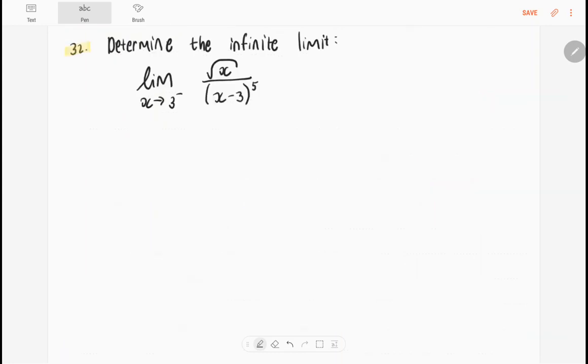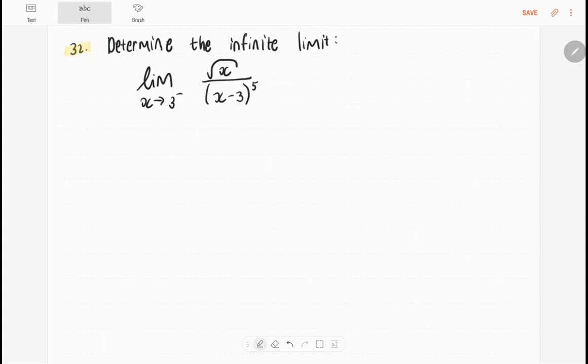Next, we are looking at number 32, and it says determine the infinite limit, the limit where x approaches 3 from the left of the square root of x over x minus 3 to the power of 5. So what we basically want to try and do here is look at the square root of x and x minus 3 to the power of 5 separately, and see what happens to them when we have x approaching 3 from the left.